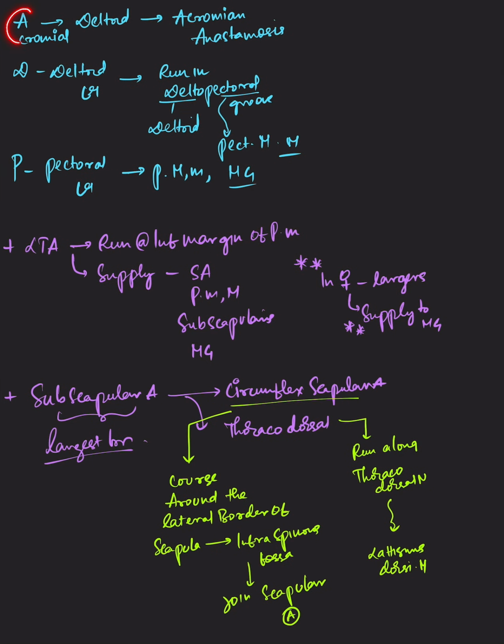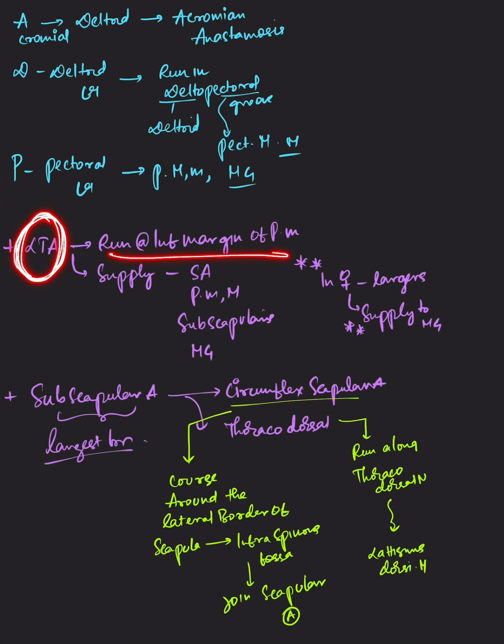Next, the letter A is the acromial branch, which supplies the deltoid muscle and later participates in the acromial anastomosis, which happens over the acromion process of the scapula. D refers to the deltoid branch, which runs in the deltopectoral groove along with the cephalic vein and supplies the pectoralis major and minor muscles. P refers to the pectoral branch, which supplies the pectoralis major, minor, and also the mammary gland. Very important.